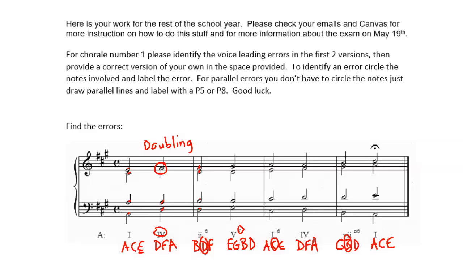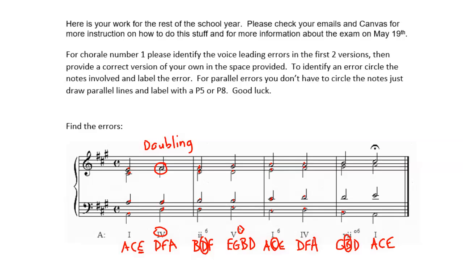Now on my 7th chord, E, G, B, D, E, G, B, D. Good. A, C, E with C in the bass. There's the C in the bass. The bass is doubled. And I've got A, C, E. Good. D, F, A, D, bass is doubled, F, A. We're good. G, B, D with B in the bass.